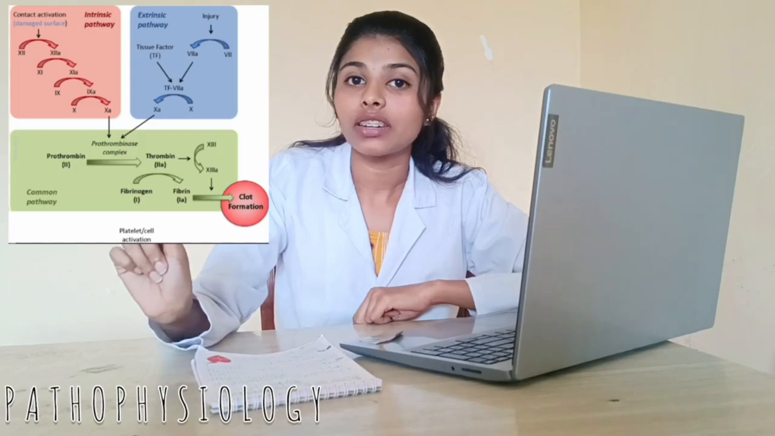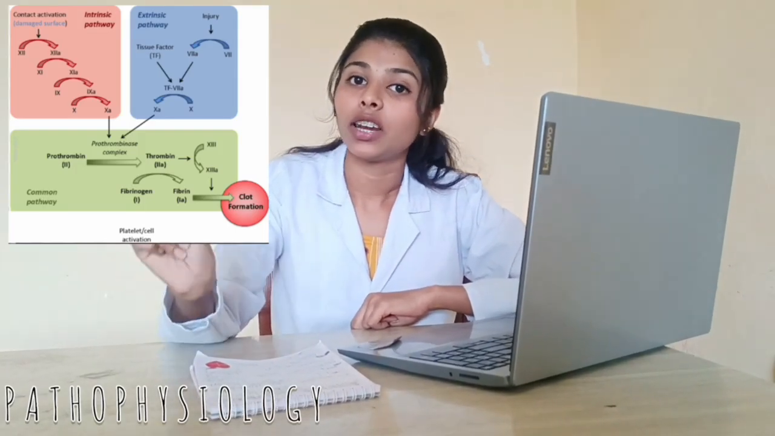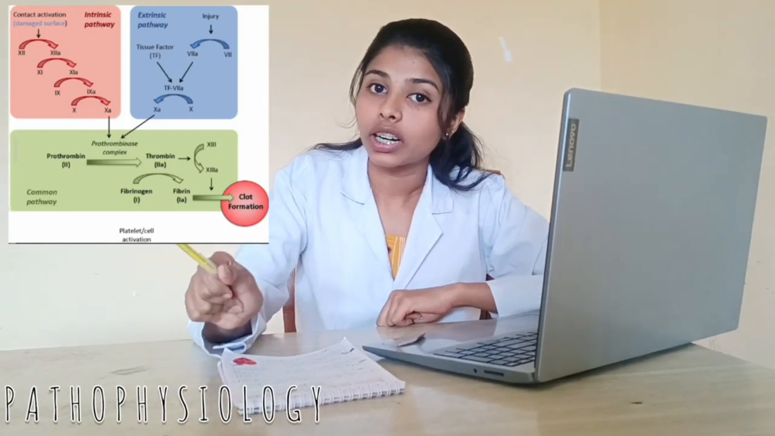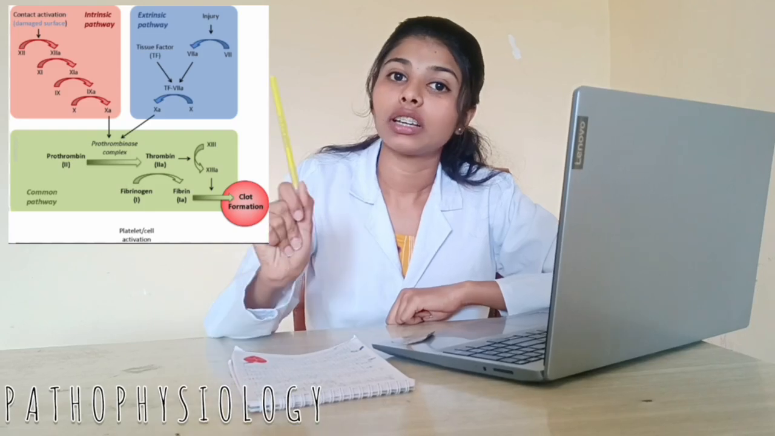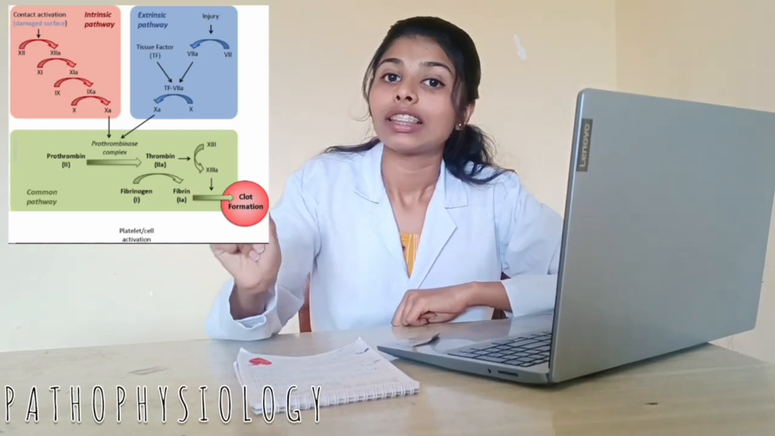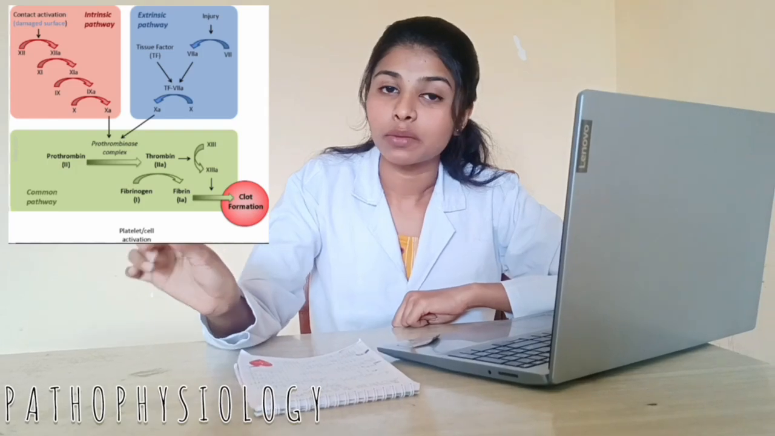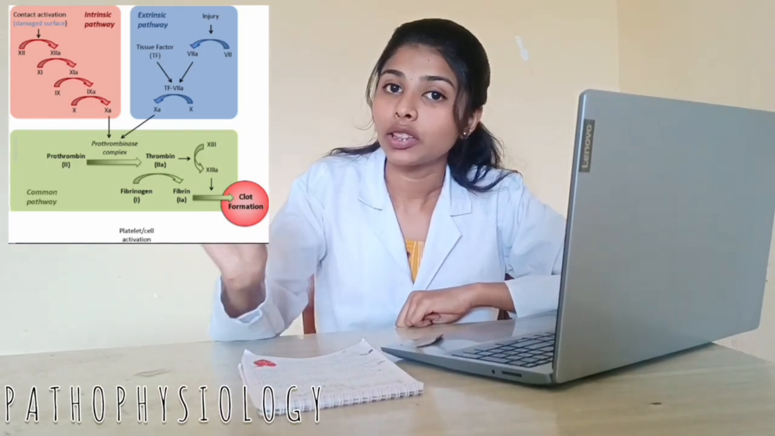So in the intrinsic pathway, what happens is that the 9th factor along with the 8th factor activates our 10th factor, which converts prothrombin to thrombin, and thrombin converts fibrinogen to fibrin. This formed fibrin is also unstable and this is stabilized by factor number 13 that is activated by thrombin.